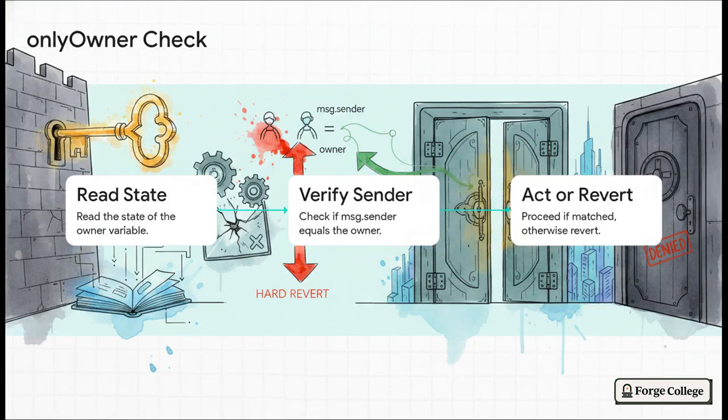If we trace the exact mechanical steps the contract takes when an owner-gated function is called, it operates like a highly predictable 3-step machine. Step 1, read the state of the owner variable. Step 2, execute a dead simple equality check. It just asks, is the person calling this function, message.sender, the exact same address as our stored owner? Step 3, if the answer is no, boom, hard revert. The transaction crashes, access denied. But if the answer is yes, the doors swing open and you proceed with the privileged action. It's binary, it's fast, and it leaves absolutely 0 room for ambiguity.